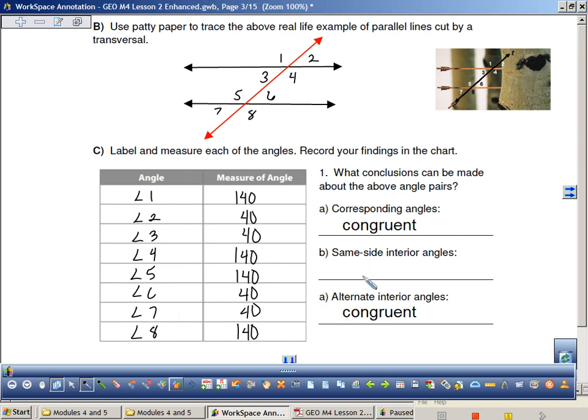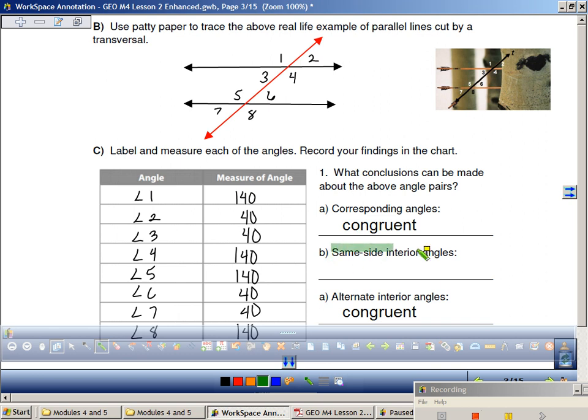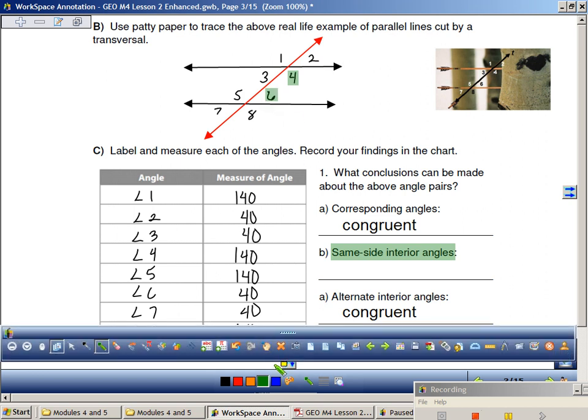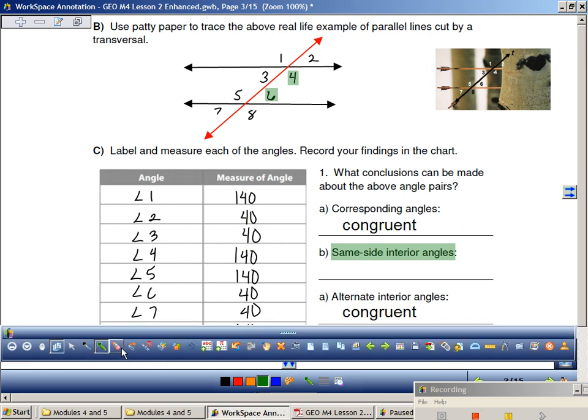What about same side interior? Here's same side interior, 4 and 6. I'm going to highlight it with green. Here's same side interior. Here's same side interior. What do we know about same side interior? They're supplementary. Because look, doesn't 4 and 6 add up to 180? So they are supplementary.